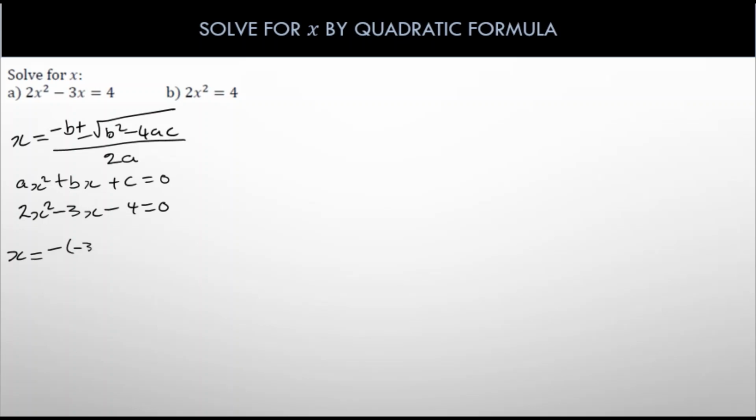So when we substitute into our equation here, I'll have negative, and then my value of b is -3, plus minus root, what is b? Negative 3 squared minus 4, and then the value of a is 2 and the value of c is negative 4, all over 2 times a is 2.